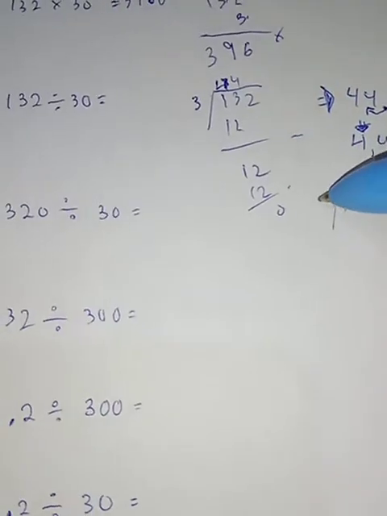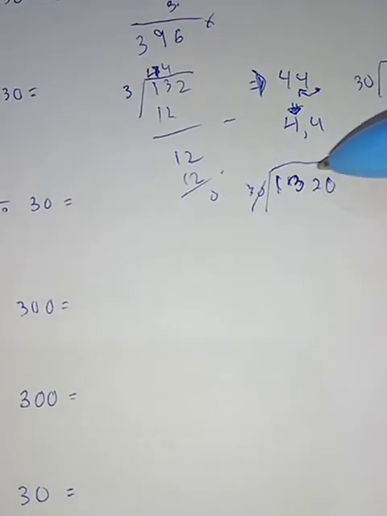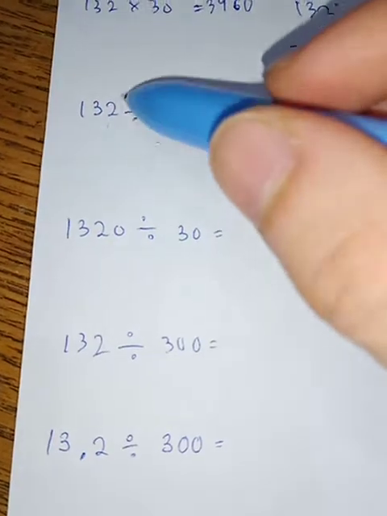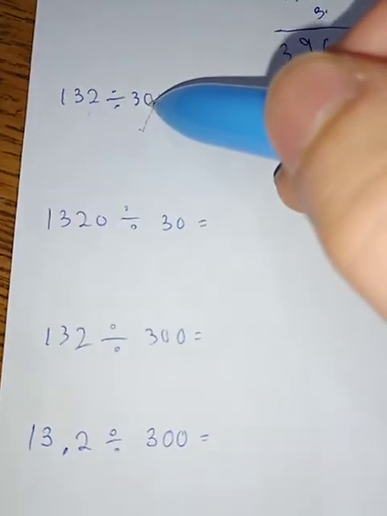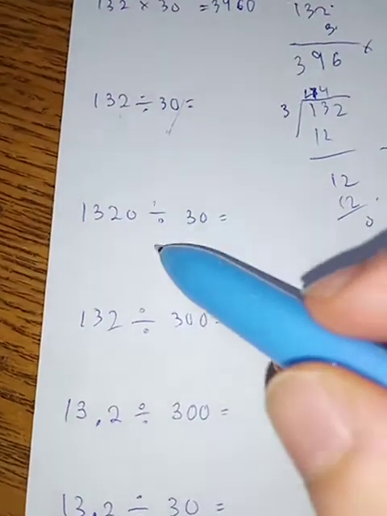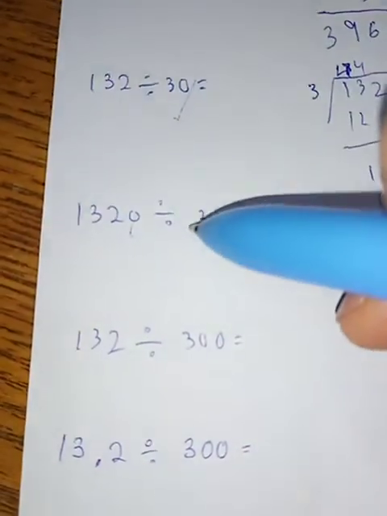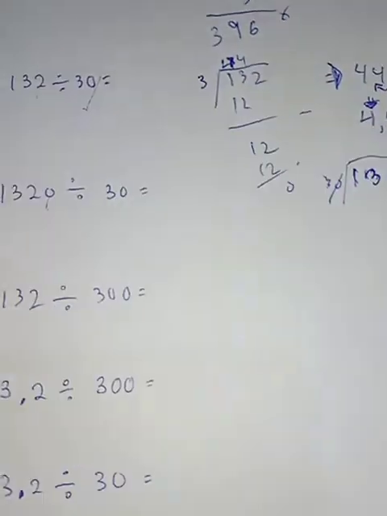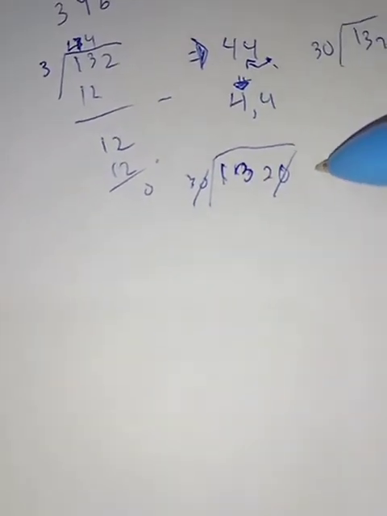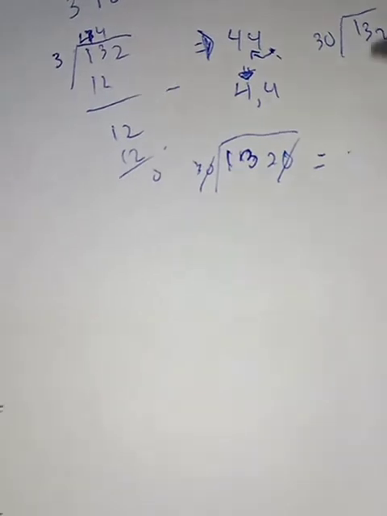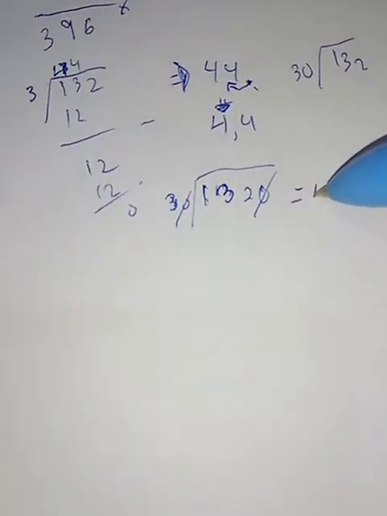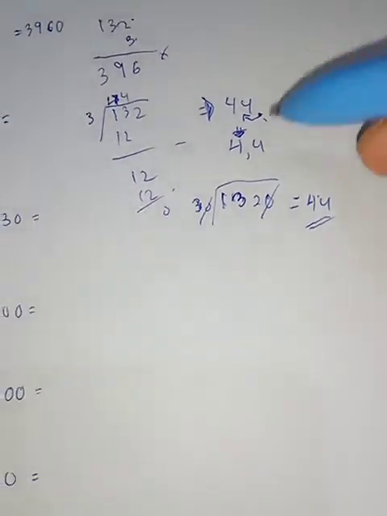Okay, for this one divided by 30, you can eliminate the zeros first. For this one, you don't have a zero here, that's why you cannot eliminate the zero in the 30. So you have to do it this way, but in here you have an advantage. You can eliminate the zero, so you only have 132 divided by 3. That makes it 444.